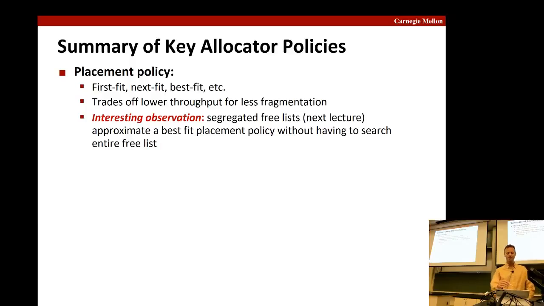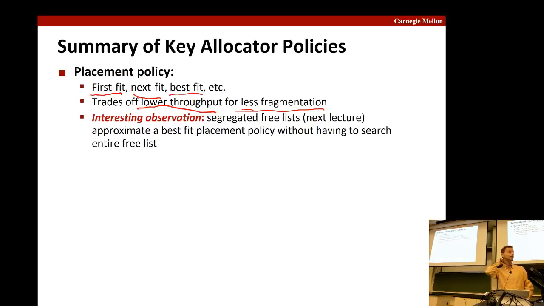Okay, we've talked about that there's a number of decisions to make in an allocator. One is the placement policy. Do you go for the first one that fits, the next fit, the best fit, and so forth? Each of these policies has a trade-off between lower throughput, meaning it takes you longer to find what you want to hand over to the user, but possibly saves you on fragmentation, which is a good thing.